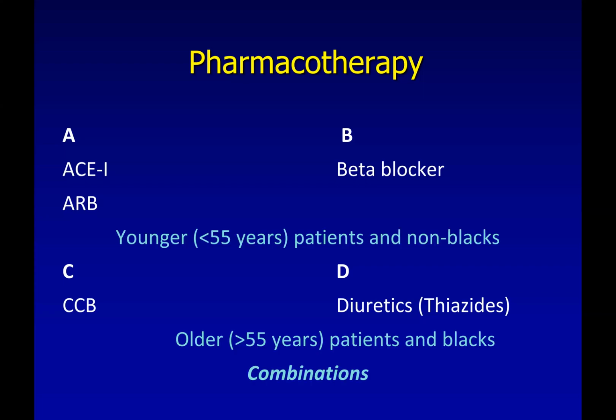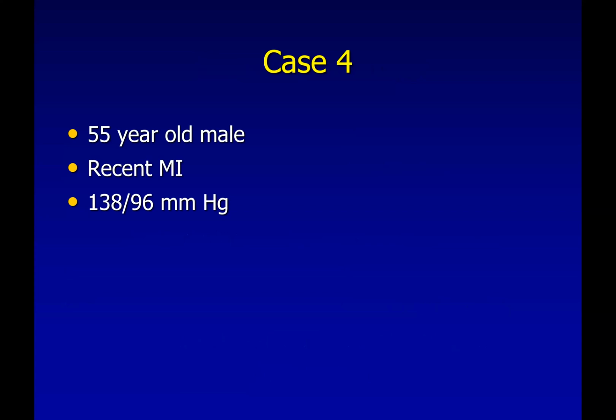The usual recommendation: A and B are considered more effective in the younger population, less than 55 years, and non-blacks. C and D are for older populations. So those who have isolated systolic hypertension, you will like to give CCBs or diuretics. And where you need to give combinations, as in the case that I just showed, you will combine a CCB and ACE inhibitor or an ACE inhibitor with a diuretic. Now this is another case: a 55-year-old male, recent MI and high blood pressure.